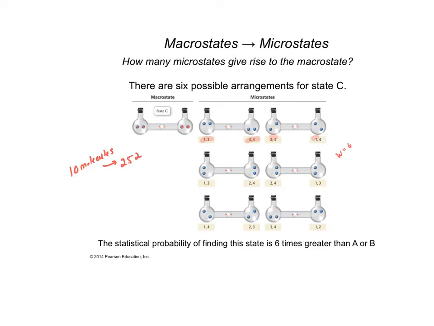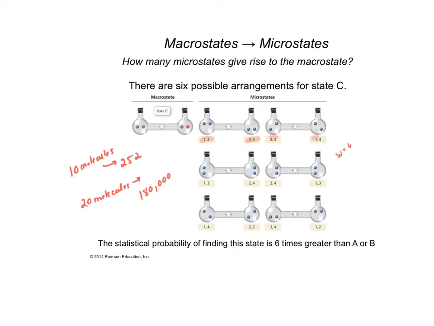What about for 20 molecules? So 20 molecules, how much do you think that's going to increase by? Where you get 10 in one and 10 in the other. So this ends up being 180,000 possible ways that you could arrange 20 molecules so that you end up with 10 in one and 10 in the other.